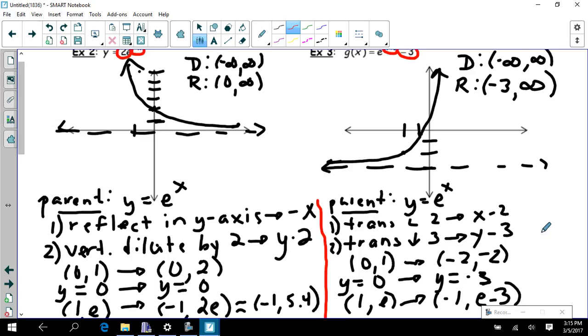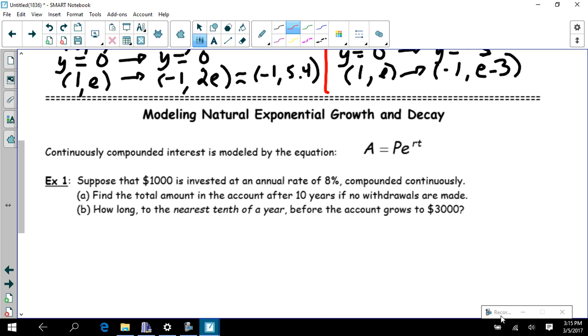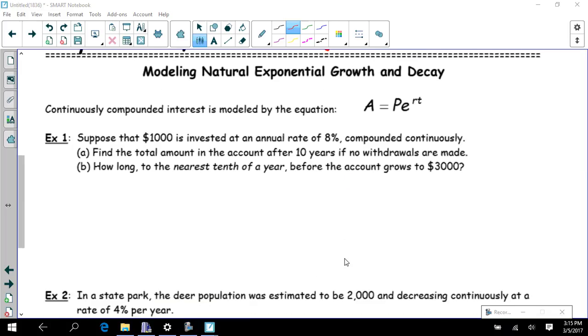Okay, last thing, we've got some application questions. How are we doing on time? Looking good. Okay, modeling natural exponential growth and decay. Continuously compounded interest. Continuously, again, there's that key word. Continuously compounded interest is modeled by this equation. A equals P e to the rt, PERT.